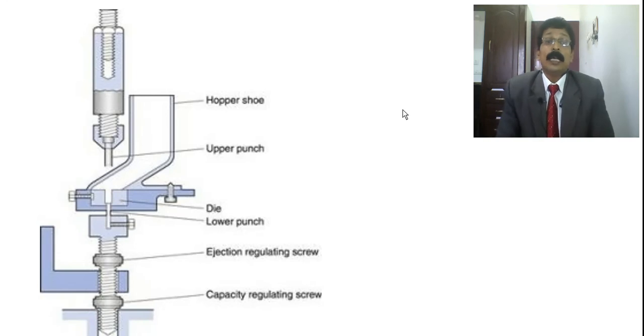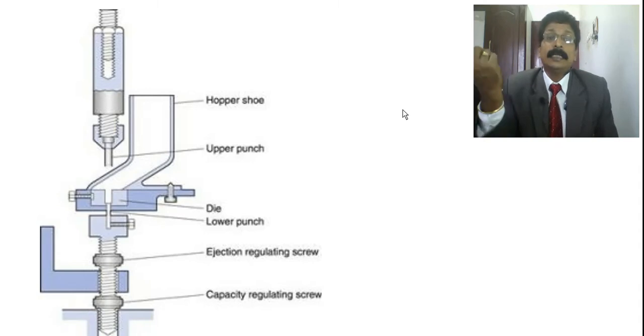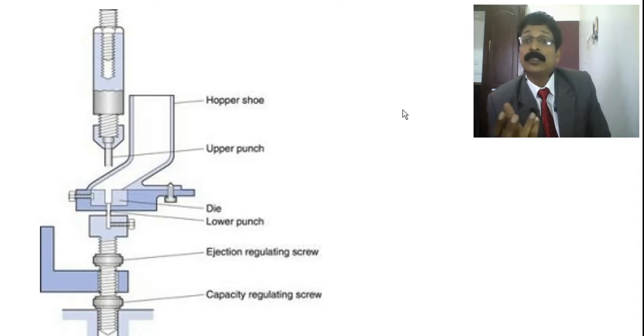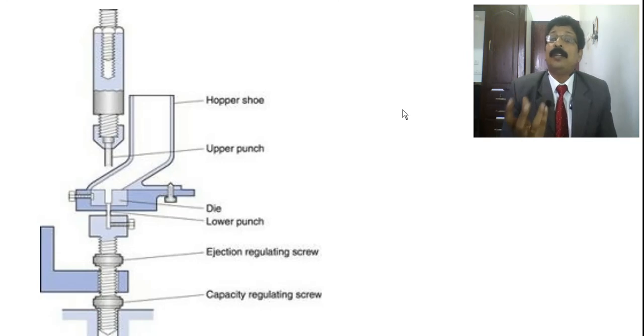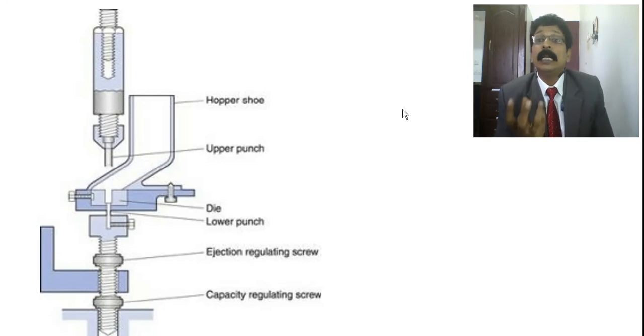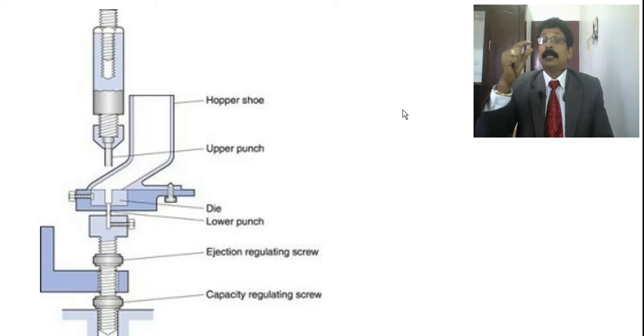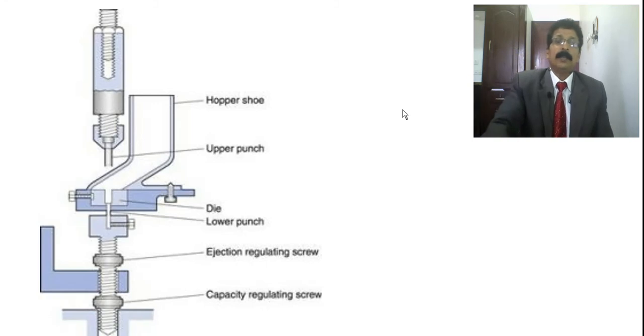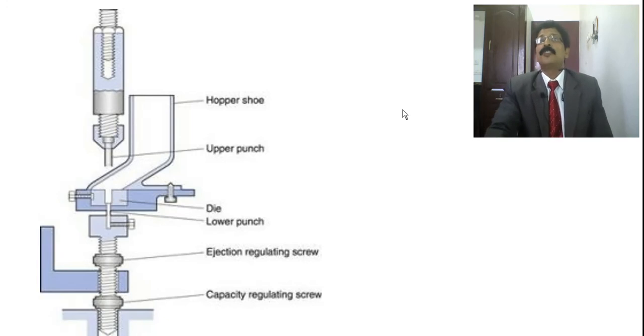That is what I told. The ejection regulating screw, you have to adjust it, then only the lower punch will move and eject. And the capacity regulating screw gives the amount of granules or powder that should be filled in the die, which gives the weight exactly required for the tablet. The whole batch should be the same. That will be adjusted by the capacity regulating screw for the volume which should be filled in the die.